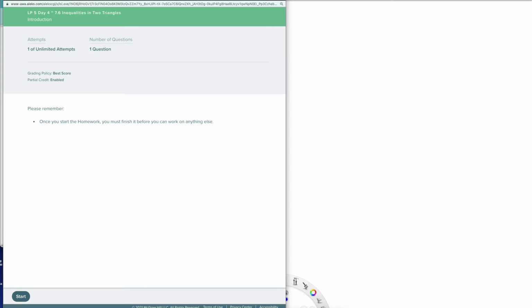All right, welcome to Chapter 7, Section 6, called Inequalities in Two Triangles. This is for Integrated Math 2 or IM2.